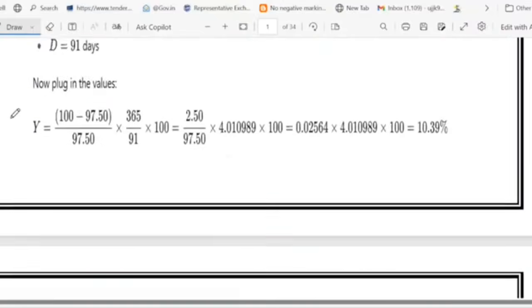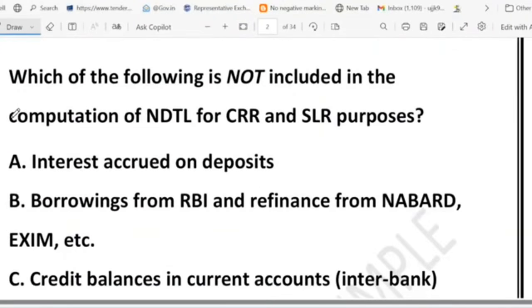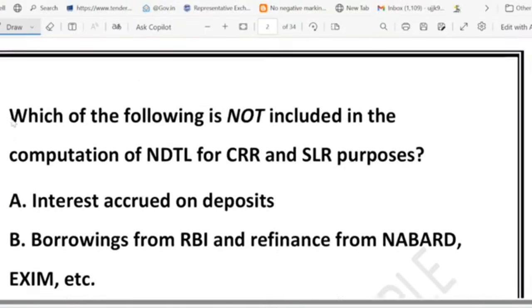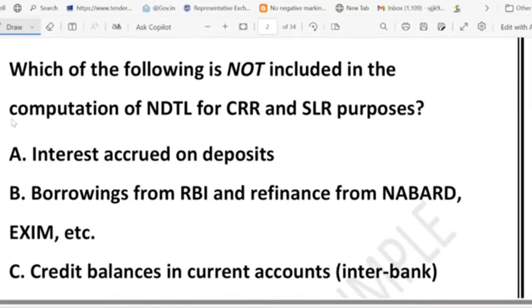Now friends, have a look at the next question. Which of the following is not included in the computation of NDTL for CRR and SLR purpose? Right. So there are 4 options. Options are interest accrued on deposit, borrowing from RBI and refinance from NABARD, Exim, etc., credit balance in the current account, and liability arising from the interest-free court receiver deposit. So we need what is not included in the computation of NDTL.